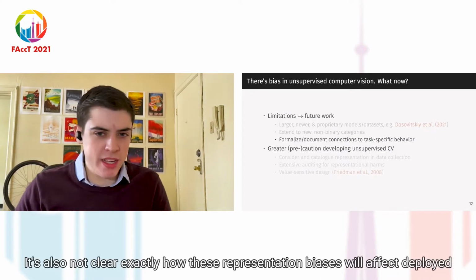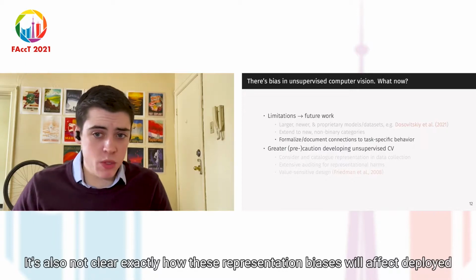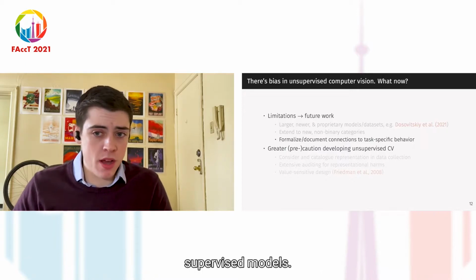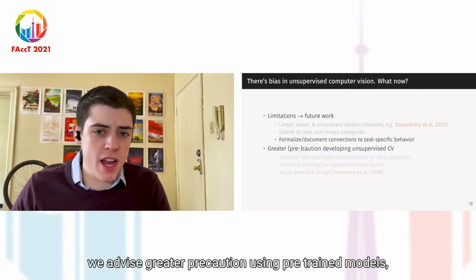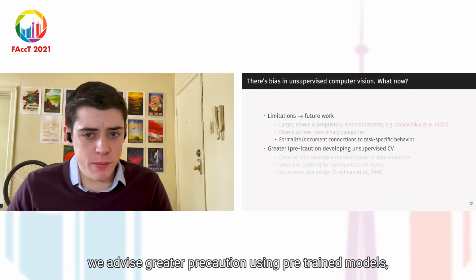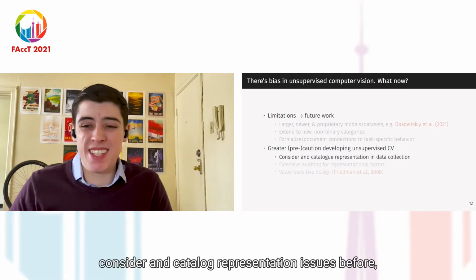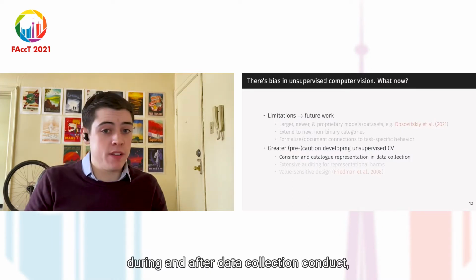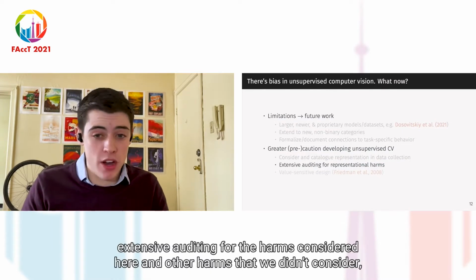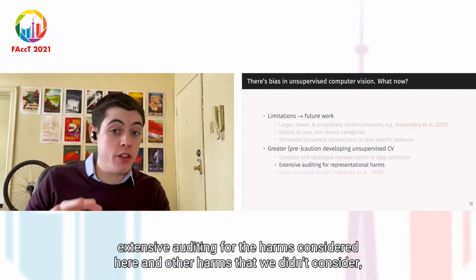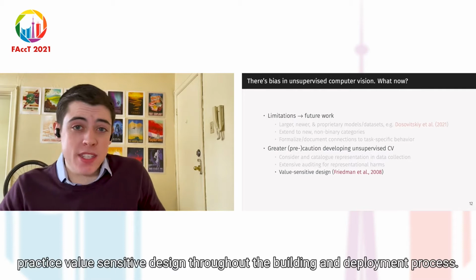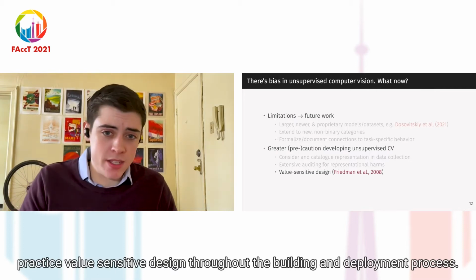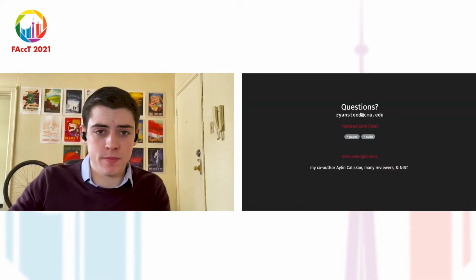It's also not clear exactly how these representation biases will affect deployed supervised models. We give an example, but for practitioners, we advise greater precaution using pre-trained models. Consider and catalog representation issues before, during, and after data collection. Conduct extensive auditing for the harms considered here and other harms that we didn't consider. And above all, practice value-sensitive design throughout the building and deployment process.